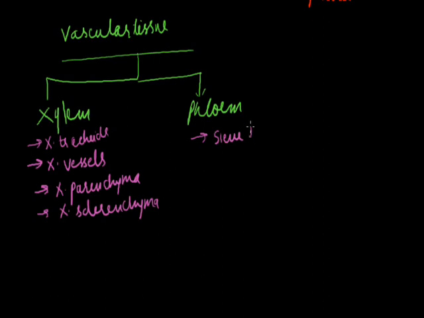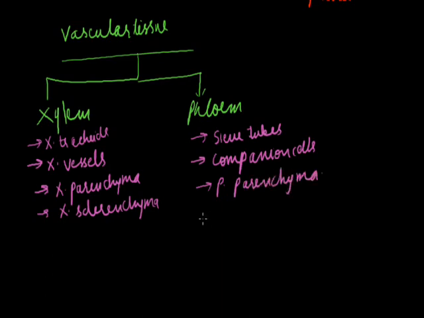On the other hand, phloem also consists of four types of cells, and these are as follows: sieve tube cells or sieve tubes we can say, companion cells, phloem parenchyma and phloem sclerenchyma.